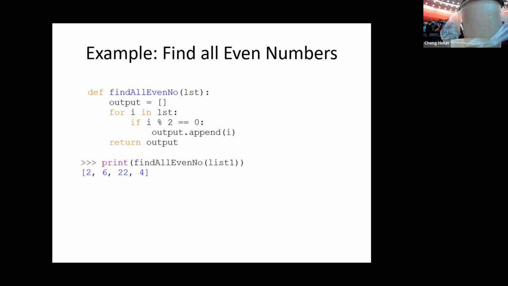Then this output will get more and more things, right? But it will only get a new item appended if the item is an even number. So afterwards, the output is the list with the even numbers filtered out. Okay.